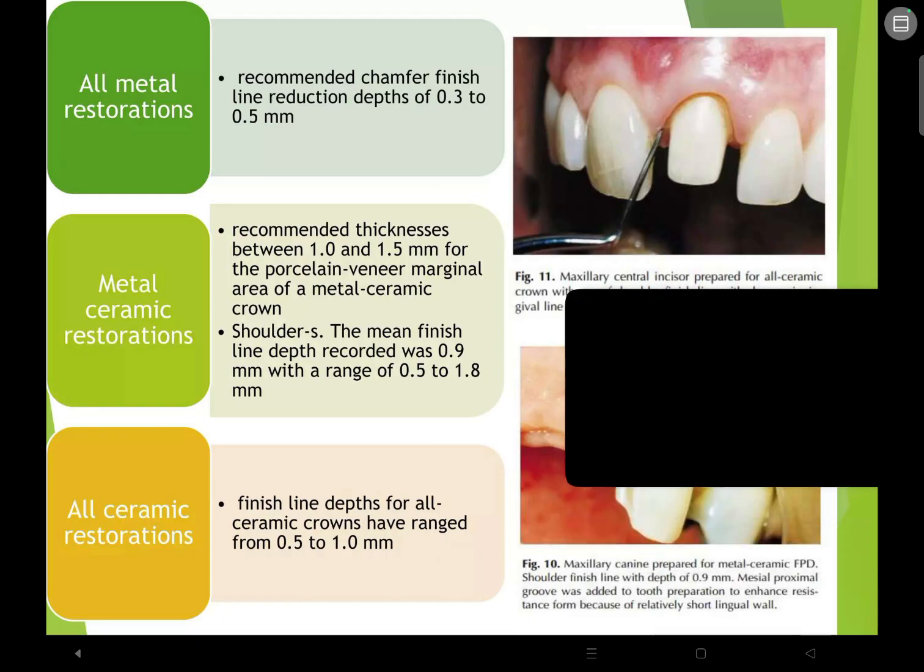Now, just to remember, for all metal restorations, the recommended finish line is a chamfer, and the reduction is to a depth of 0.3 to 0.5 millimeters. When you come to metal ceramic, porcelain fused to metal, the recommended thickness is between 1 to 1.5 mm for the porcelain veneer marginal area of the metal ceramic crown. The mean finish line width and depth for the shoulder is 0.9 mm with a range of 0.5 to 1.8 mm. This is for PFM processes. When you talk about all ceramic processes, the finish line depth of all ceramic crowns has ranged from 0.5 to 1 mm.